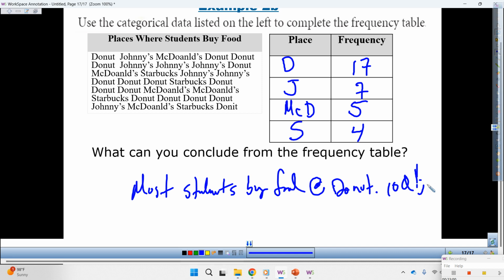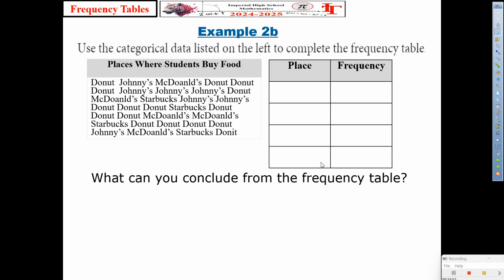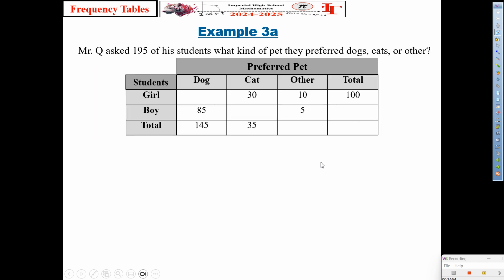Yes? So, one-way frequency tables from 1 to 5. How comfortable are you with these? Yeah, we got this, right? 5? All right. Which brings us, and send me your notes, please, to two-way frequency tables. Copy this one, please. Example 3A, copy that on your notes. Example 3A says, Mr. Q asks 195 of the students what kind of pet they prefer, dogs, cats, or other.